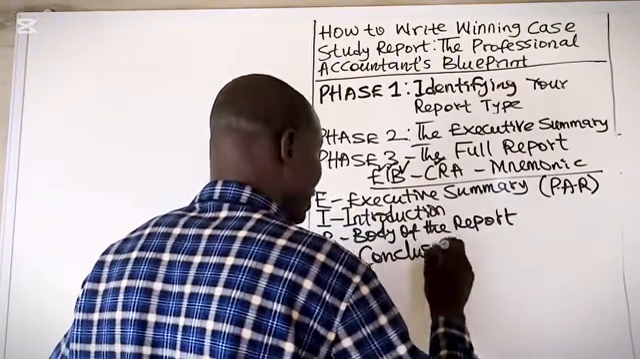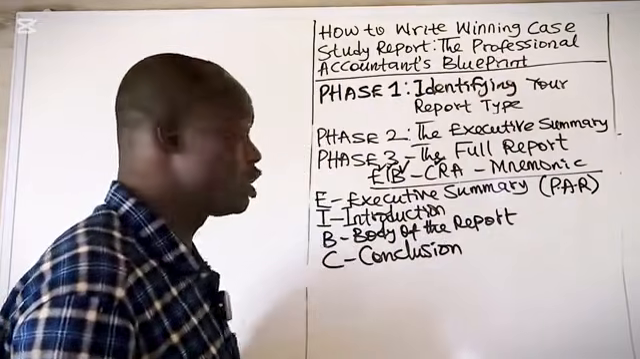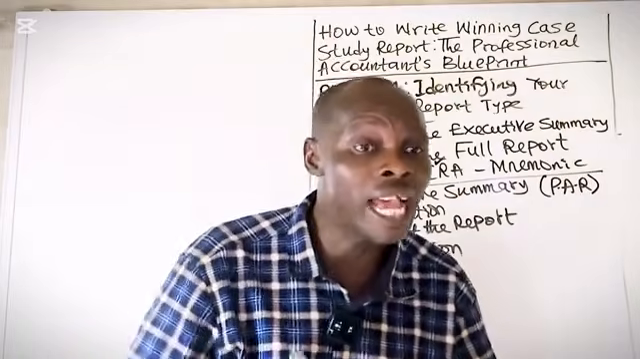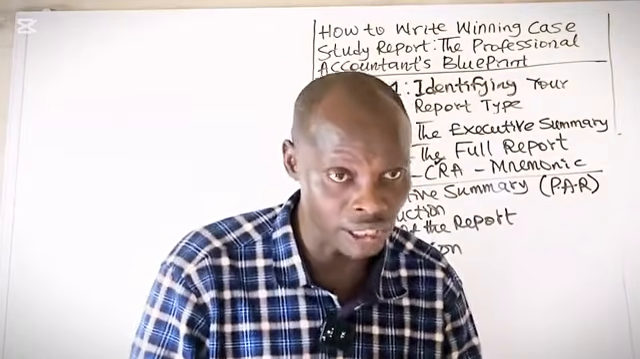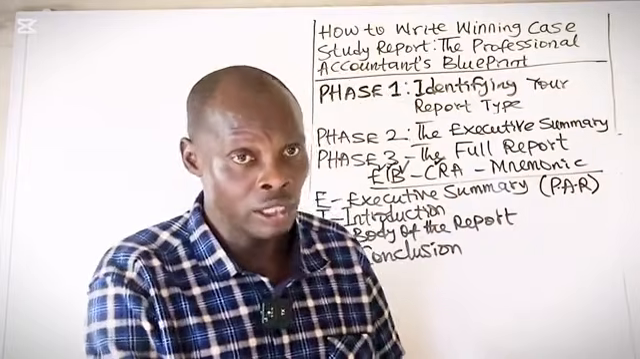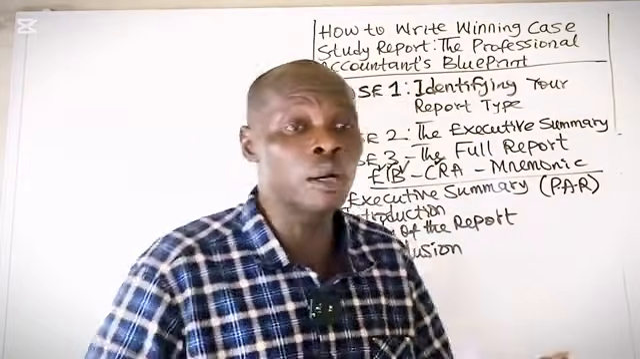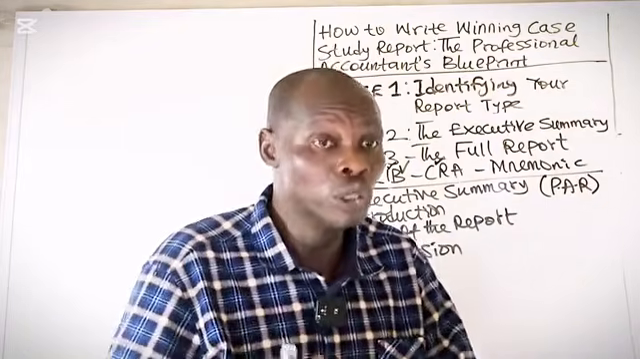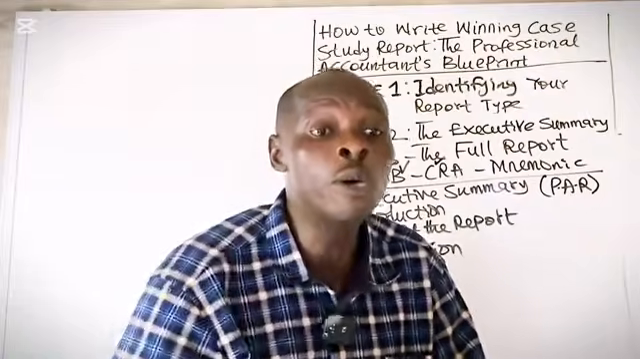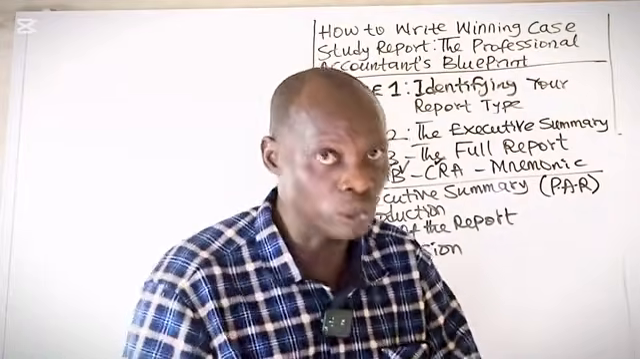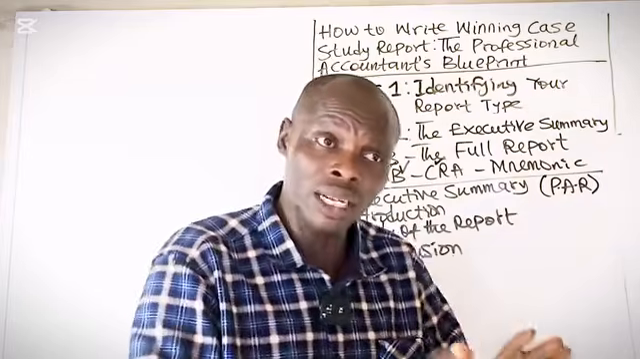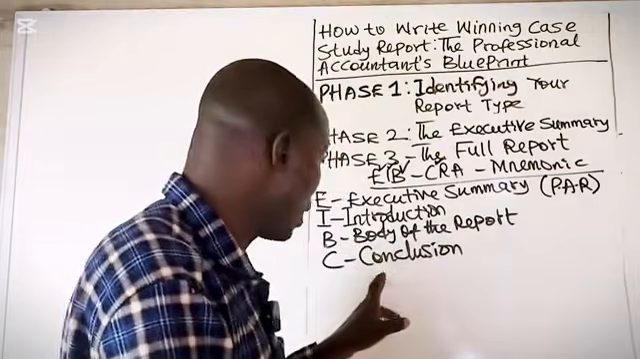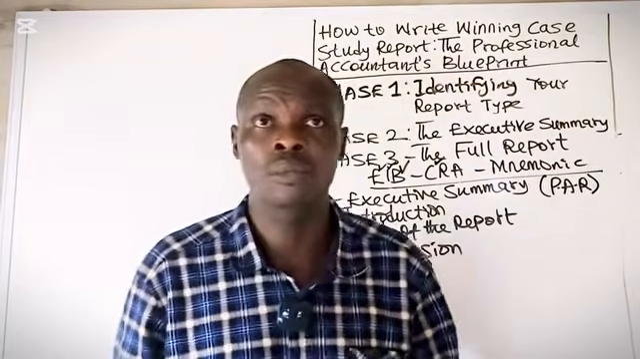Then C for conclusion. Here, you synthesize your main arguments from the body. Critical rule: no new information is allowed here. Any information that was not discussed in the body is not allowed in the conclusion.